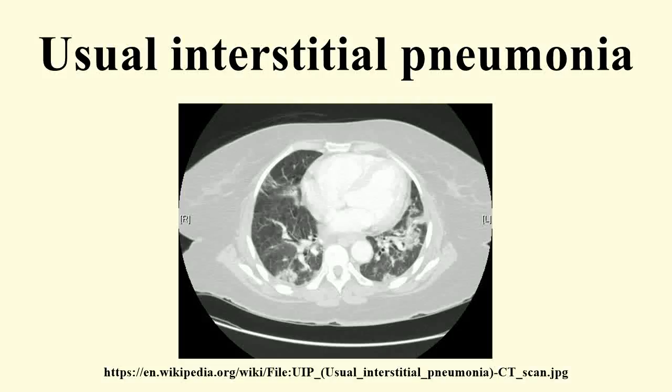Usual interstitial pneumonia is a form of lung disease characterized by progressive scarring of both lungs. The scarring involves the supporting framework of the lung. UIP is thus classified as a form of interstitial lung disease. The term usual refers to the fact that UIP is the most common form of interstitial fibrosis.